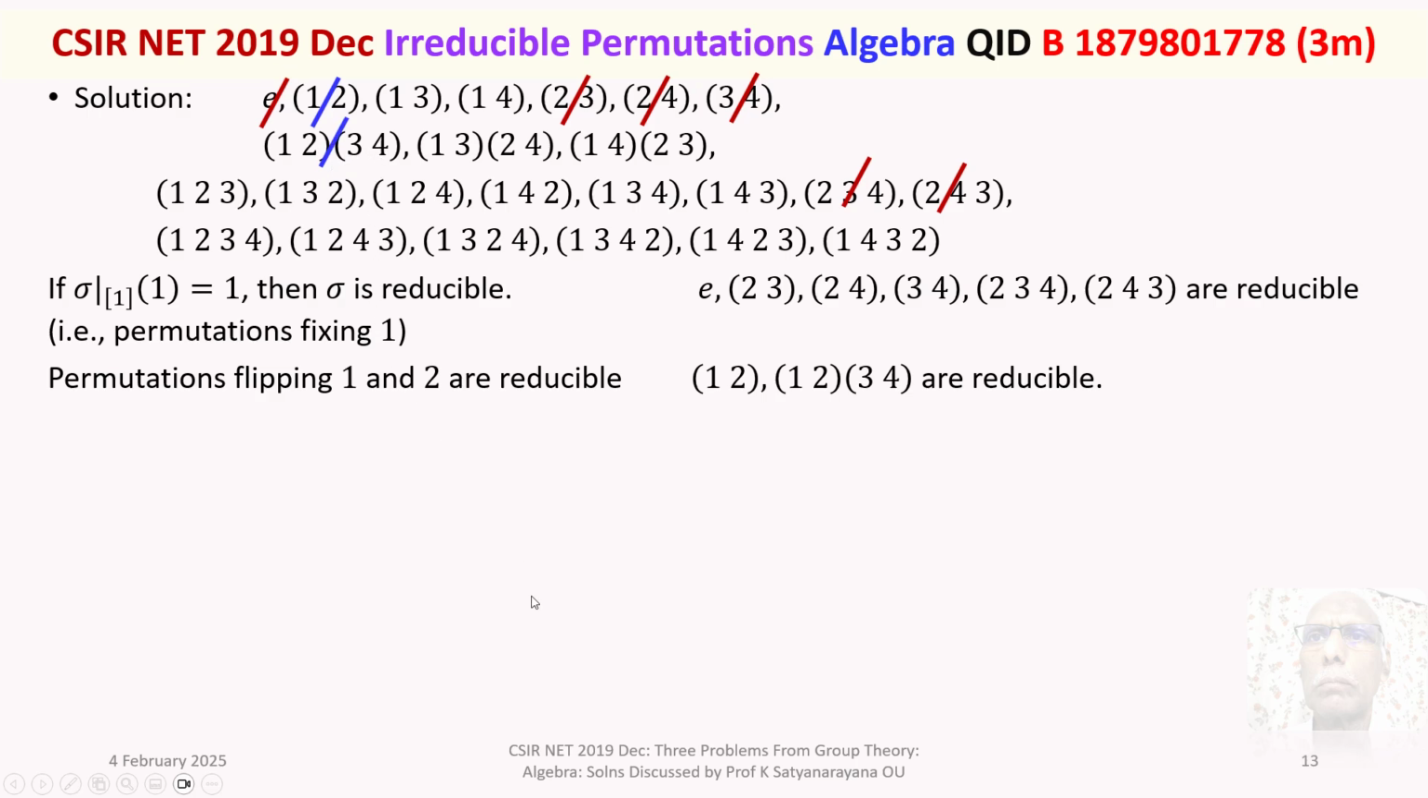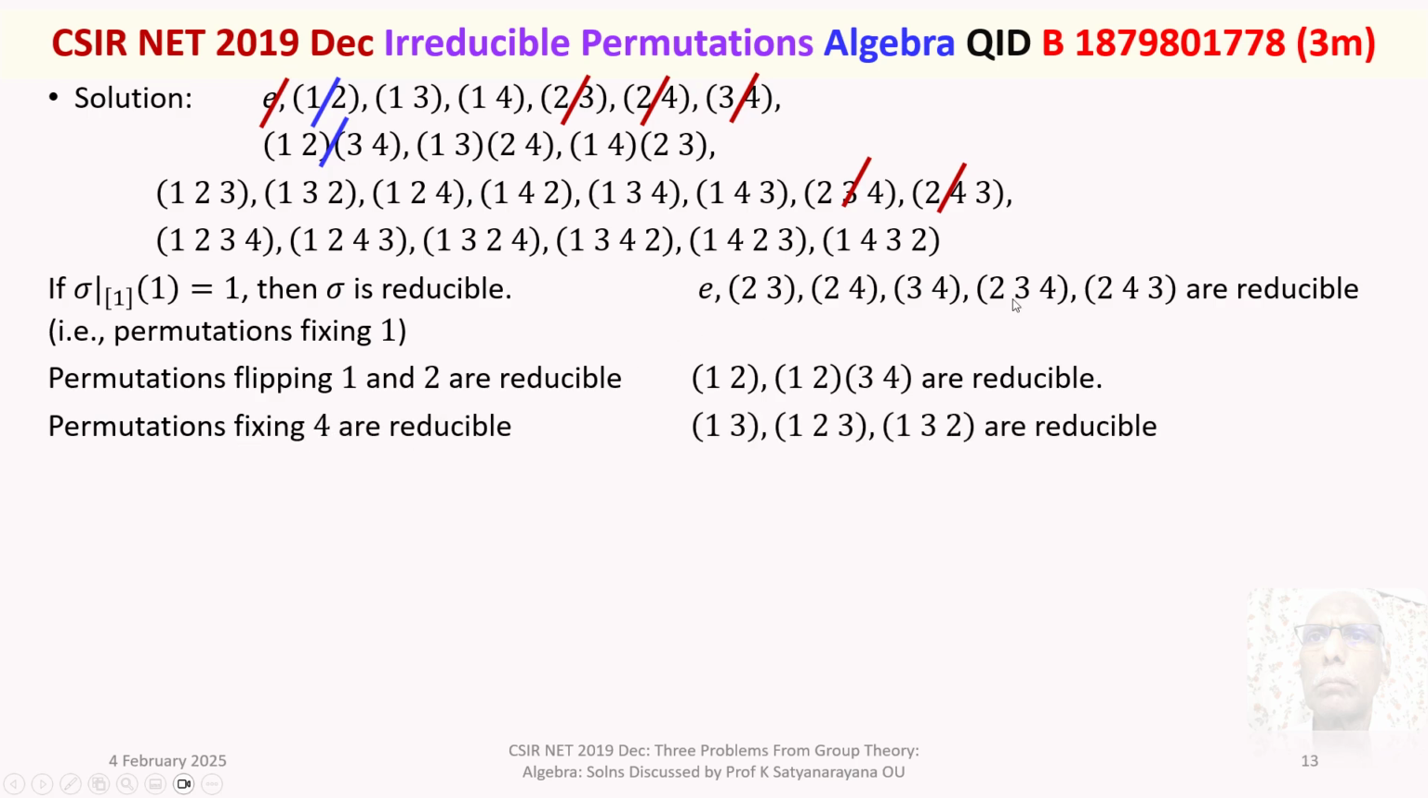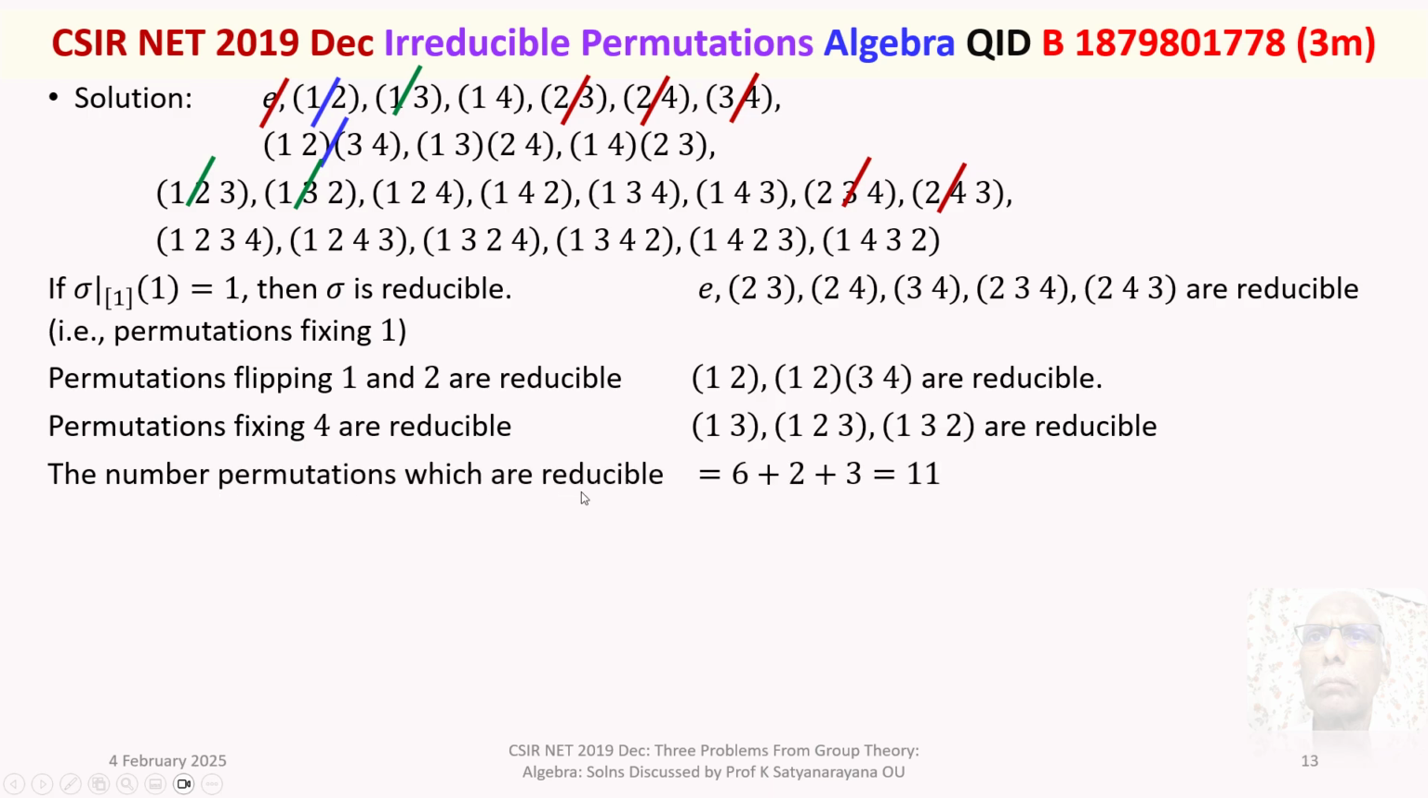Now the third category is permutations fixing 4, which are reducible. After this, (1 3) fixes 4, (1 2 3) fixes 4, (1 3 2) fixes 4. So they are reducible. The remaining are all irreducible.